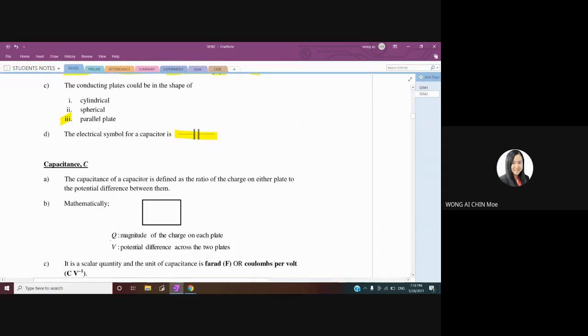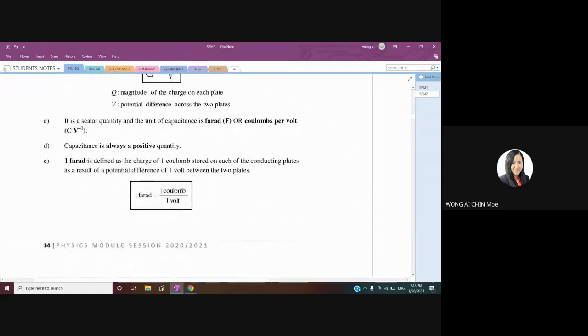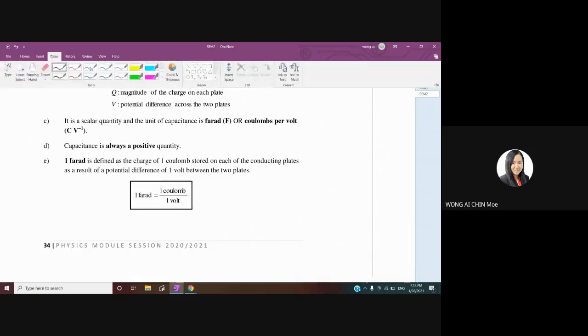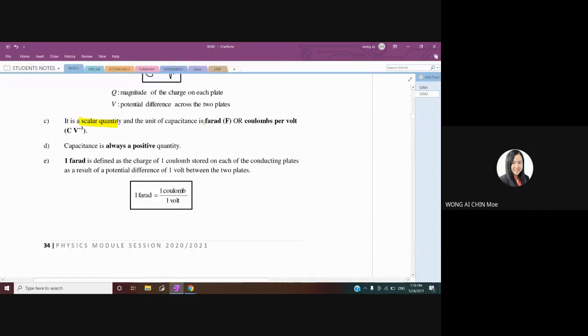Okay, capacitance of a capacitor is defined as the ratio of the charge Q on either plate to the potential difference between them, V. So we can write the equation as C equals Q over V. If you want to find the capacitance, you can use C equals Q over V. It's a scalar quantity and the unit for the capacitance is farad, or sometimes we can use coulombs per volt, or C per volt, CV^-1. So capacitance is always a positive quantity.